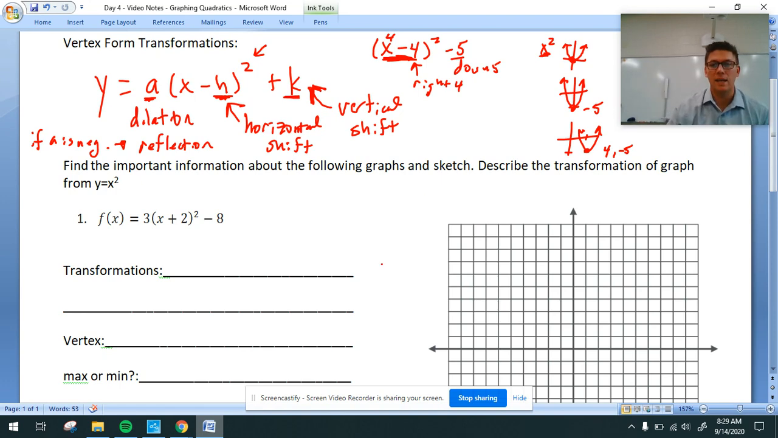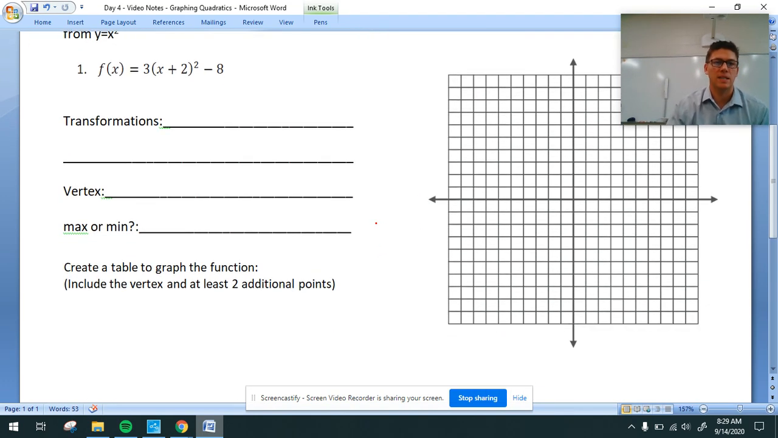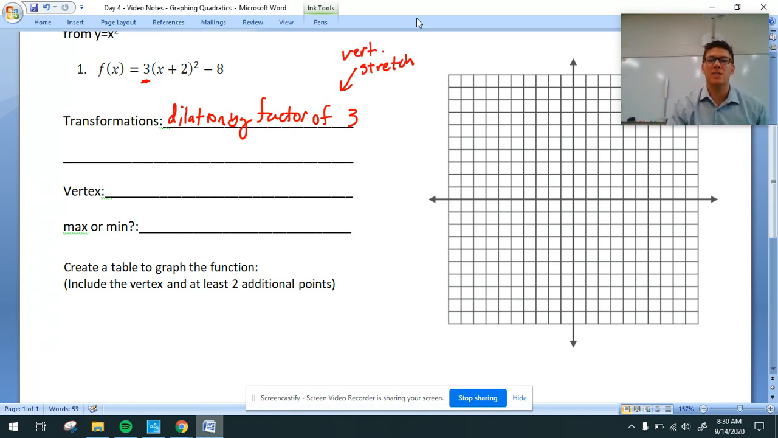So for our first example, let's identify the transformations and characteristics. So the first thing that should stand out is there's a 3 in front. That is a dilation by a factor of 3. To get even more specific, we call this a vertical stretch. It's going to vertically stretch it. It's going to make it skinnier, okay? We also see that there's a +2 there. That means it's going to move not to the right 2, but left 2, a horizontal shift, you could say.